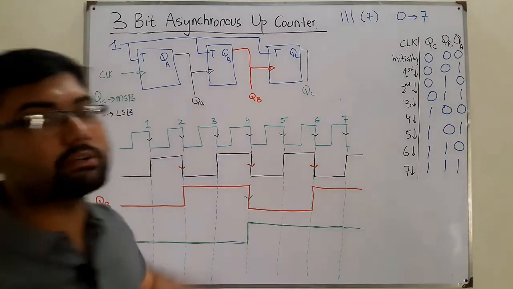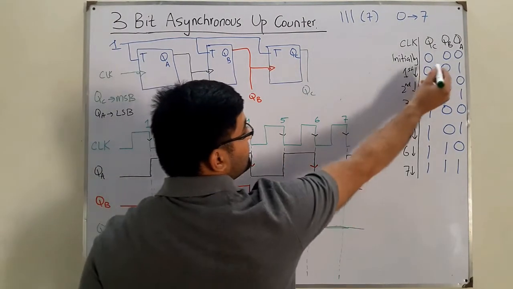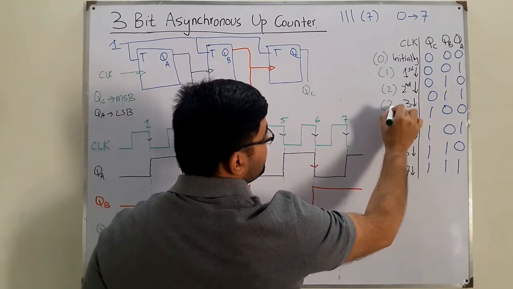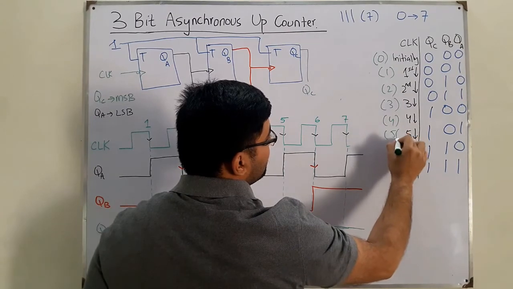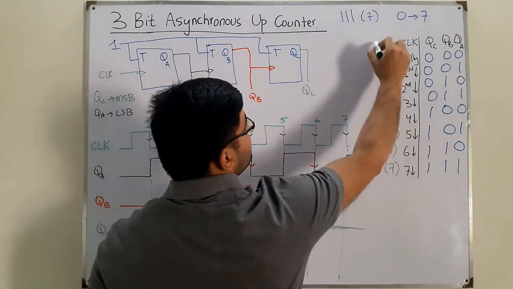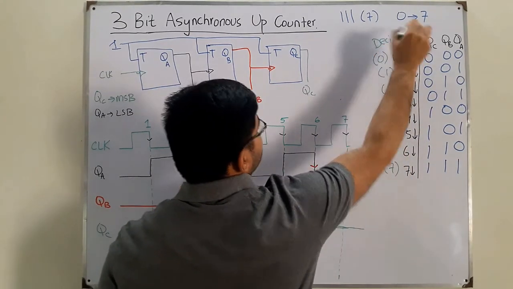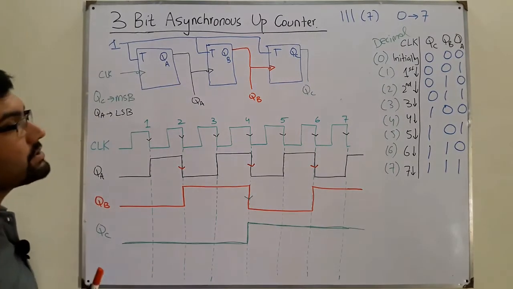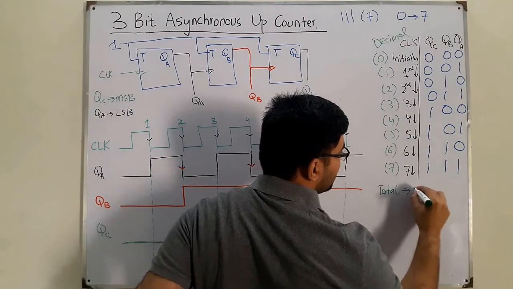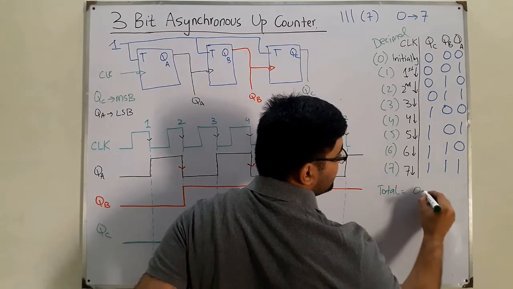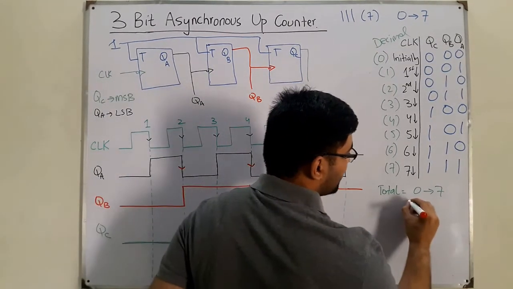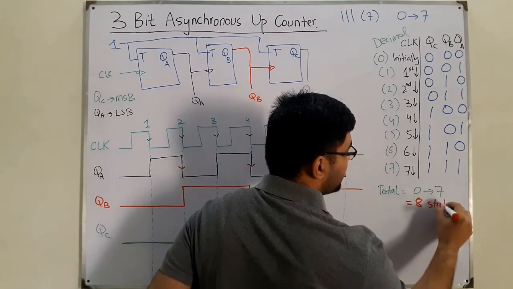Now, what are the number of states in this particular counter? Let's say the decimal equivalent for 0, this is for 1, this is for 2, this one for 3, this one for 4, 5, 6, and 7. This is the decimal equivalent. Now if you see, total are from 0 to 7, which makes them a total of 8 states.